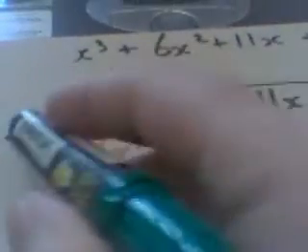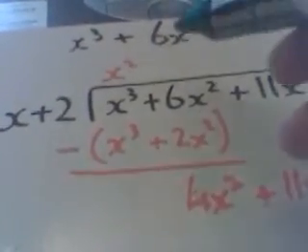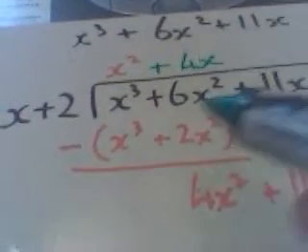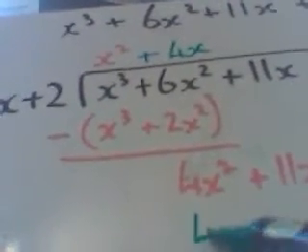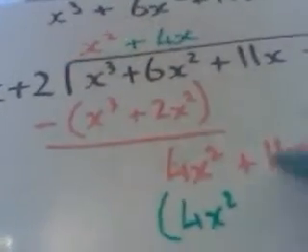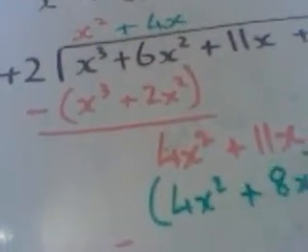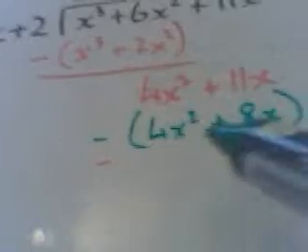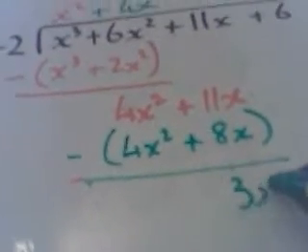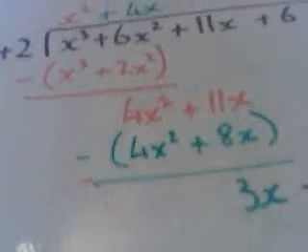So now we say how many x's go into 4x squared? What do I multiply x by? Well, it's 4x. x times 4x is 4x squared. 2 times 4x is 8x. Again, we're going to subtract, which just leaves 3x plus 6.